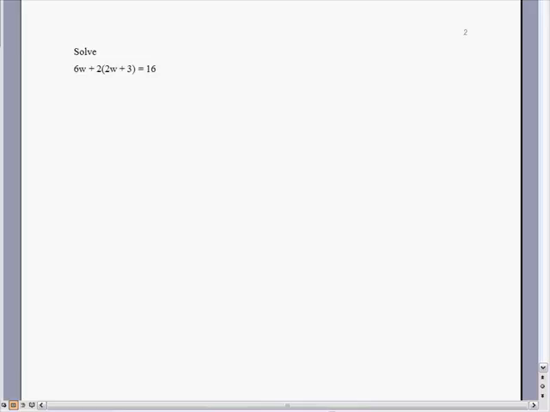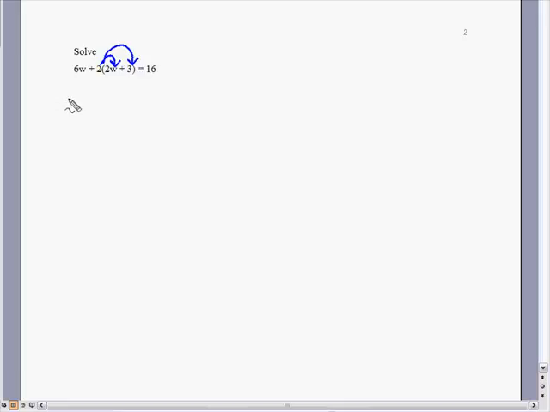To solve this equation, 6w plus 2 times the quantity 2w plus 3 is equal to 16, we will follow those steps that we've mentioned earlier. The first step is to clear parentheses. To clear parentheses, I would take the 2 and multiply it to the 2w, and I would also multiply the 2 to the 3. That's called using the distributive property.